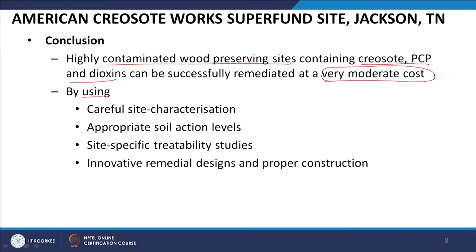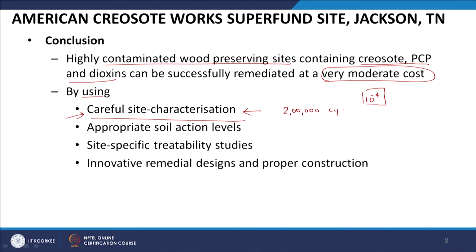And what other aspects? One aspect was that site characterization was an issue. Why is that? If you remember, initially they were trying to look at 2 lakh cubic yards, right, and then after decreasing the threshold risk to 10⁻⁴, and more importantly with better site characterization to look at the critical areas, they could bring down the volume of contaminated soil from 2 lakh cubic yards to 50,000 cubic yards, right. So, that is remarkably important, careful site characterization.